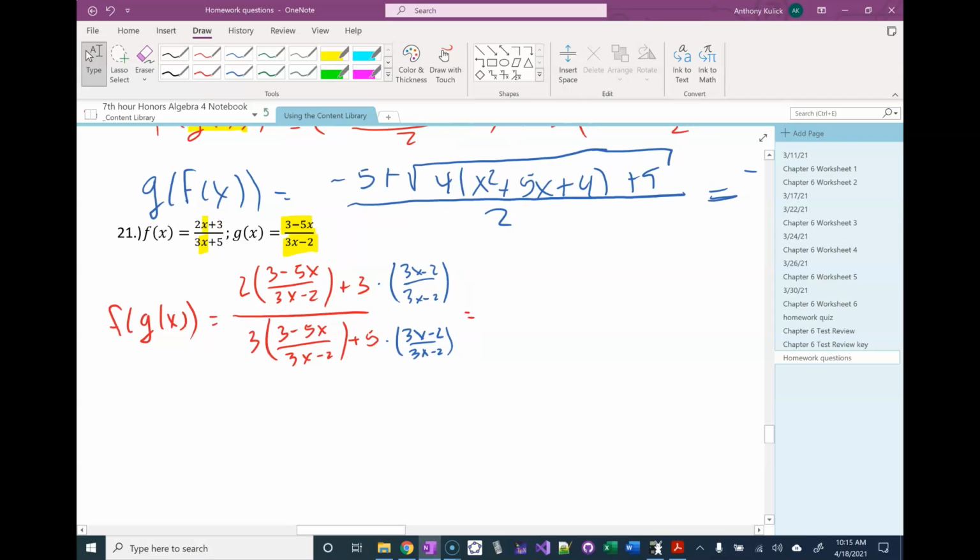So when I do that, I'm going to have 6 minus 10x over 3x minus 2 plus 3 times 3x is 9x, and then 3 times negative 2 is negative 6, over 3x minus 2. And then 3 times 3 is 9, 3 times negative 5 is negative 15x, over 3x minus 2, 5 times 3x is 15x, then 5 times negative 2 is negative 10.